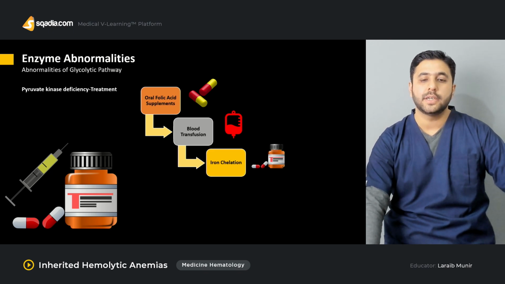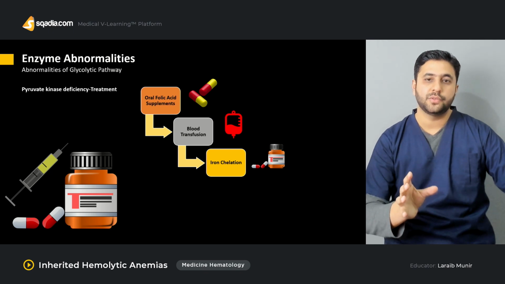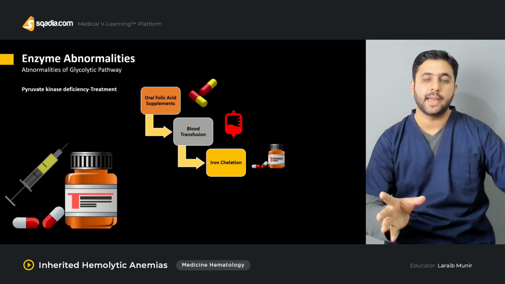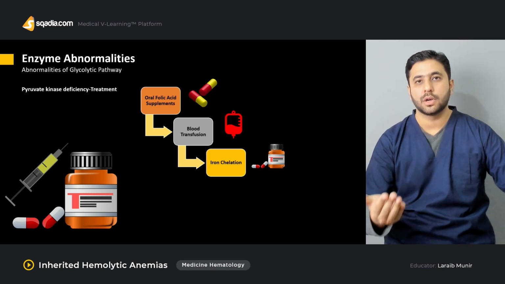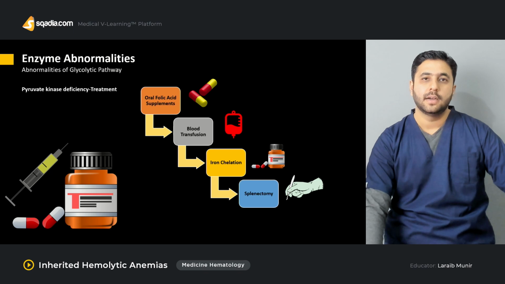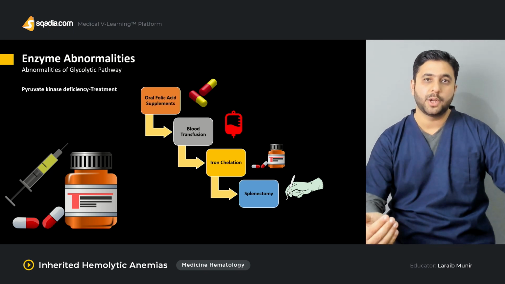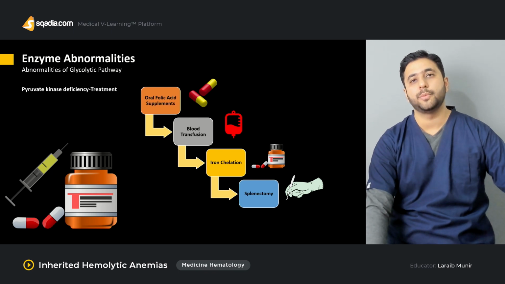Along with the blood transfusion, it is important to consider the iron overload, so we give these patients iron chelating drugs like deferoxamine or deferasirox, as we talked about in the iron section. And finally, since the spleen is destroying the RBCs because of the pyruvate kinase deficiency, splenectomy is the curative treatment in a highly symptomatic patient.